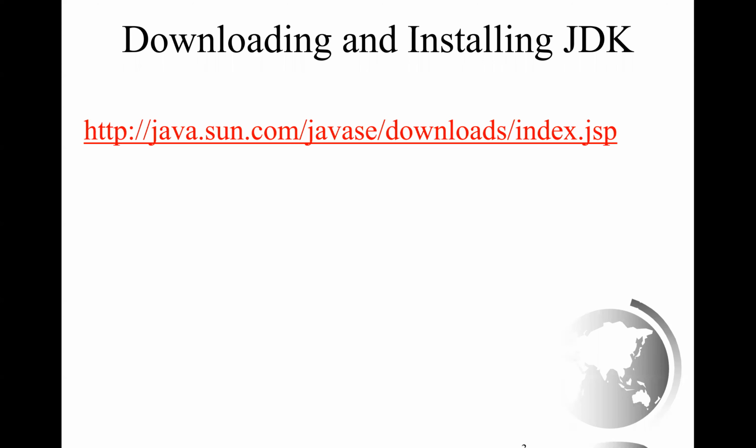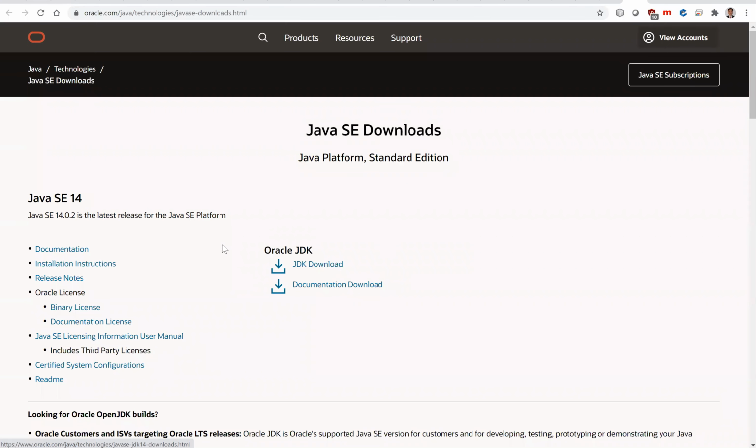Hello, in this video, we are going to look at downloading and installing JDK. This website is the official Oracle Java download website. Let's go to the site now. From this site, you will see the latest version of JDK. At this point, the latest version is Java SE 14.